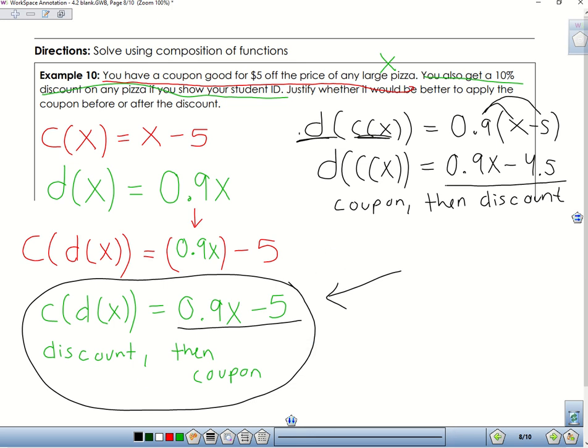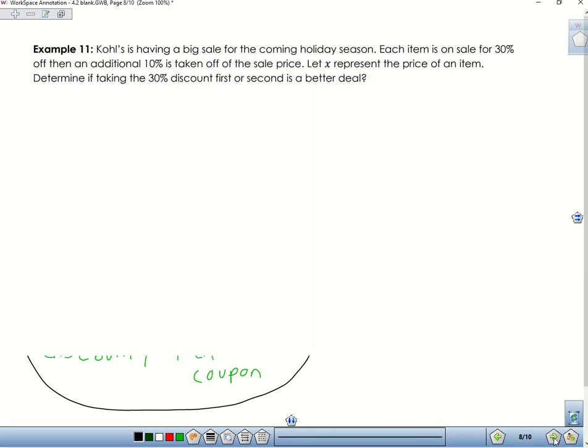Alright, so let's do one more word problem together. Kohl's is having a big sale for the upcoming holiday season. Each item is on sale for 30% off, and then an additional 10% off is taken off the sale price. Let X represent the price of an item and determine if taking the 30% discount first or second is a better deal.